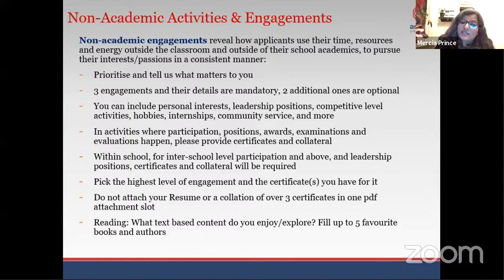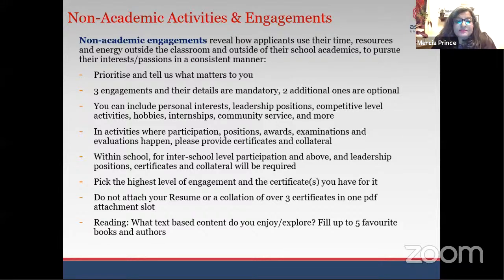Okay, there is a non-mandatory section on reading. What we want to know in that is what text-based content do you enjoy, right? What do you explore? It can be across genres. It can be a certain kind of genre, but we just want to know what sort of reading you do. So there's the space for you to fill up to 5. So 5 favorite books and then authors.